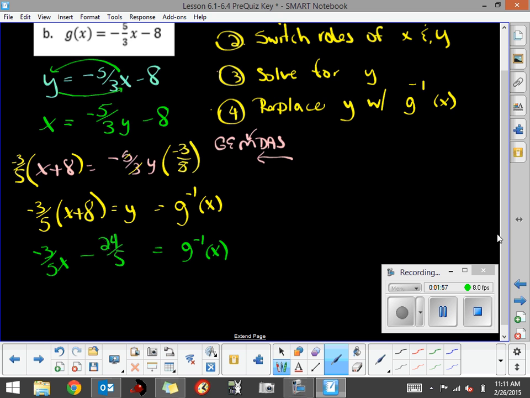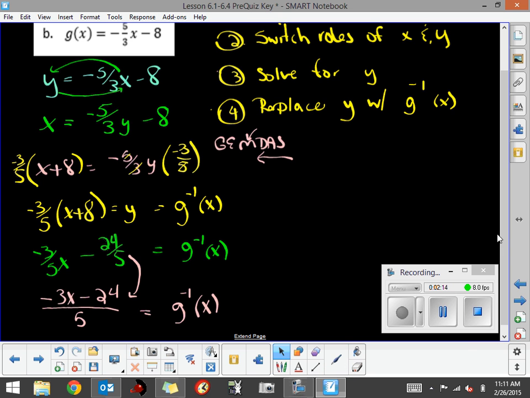And that one is negative 3x minus 24, all over 5, equals g inverse of x. And this one is a direct derivative of that one. Instead of dividing each of them by 5, you divide them both by 5. So it's just a matter of rewriting your fraction over a common denominator. So three different ways. I don't care which; any of the three are fine. Just make sure you can find the inverse, and you follow that 4-step pattern and write your final answer in inverse notation.